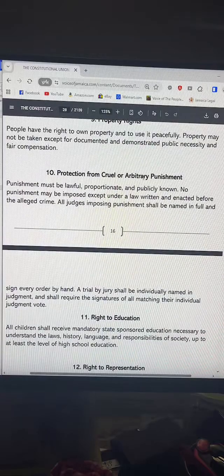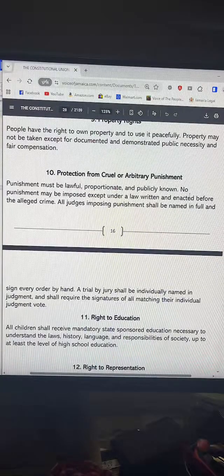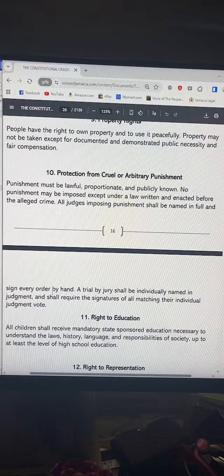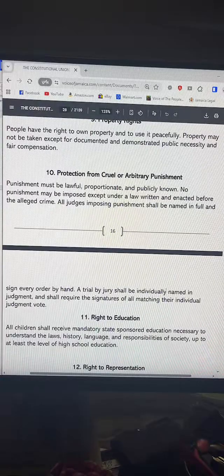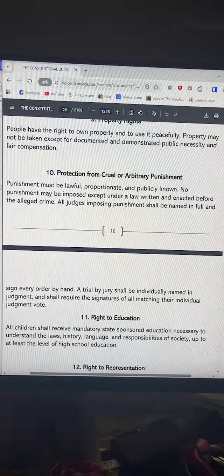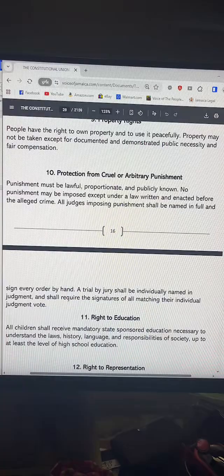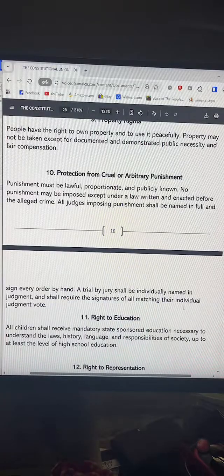10. Protection from cruel and arbitrary punishment. Punishment must be lawful, proportionate, and publicly known. No punishment may be imposed except under law written and enacted before the alleged crime. All judges imposing punishment shall be named in full and sign every order by hand. A trial by jury shall be individually named in judgment and shall require the signatures of all matching their individual judgment vote.